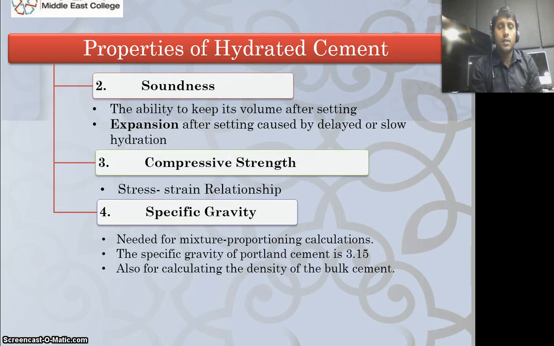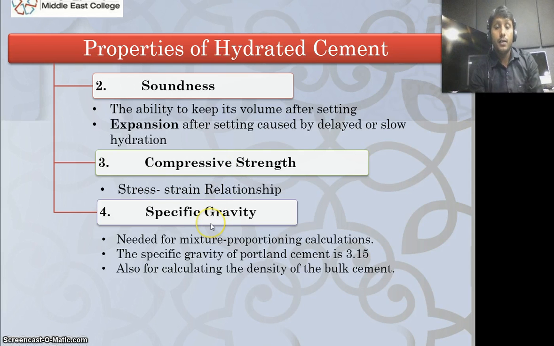Next one is soundness. Soundness means the ability to keep its volume after setting. Next one, expansion after setting caused by delayed or slow hydration. So these are the terms for soundness. Compressive strength, you are going to hear this word so many times in civil engineering. Why? Because compressive strength means the capacity of the material, how much load it can resist. So it can be determined by the stress strain relationship.